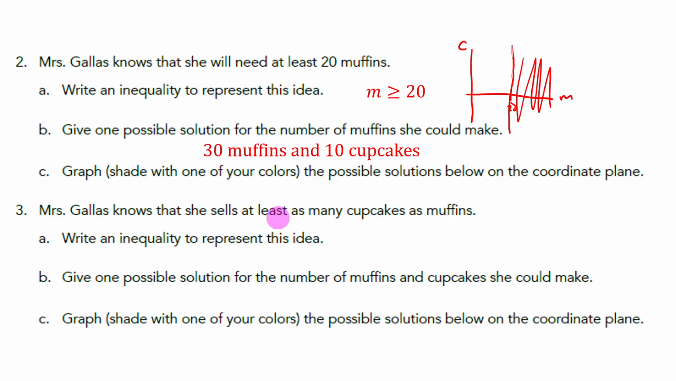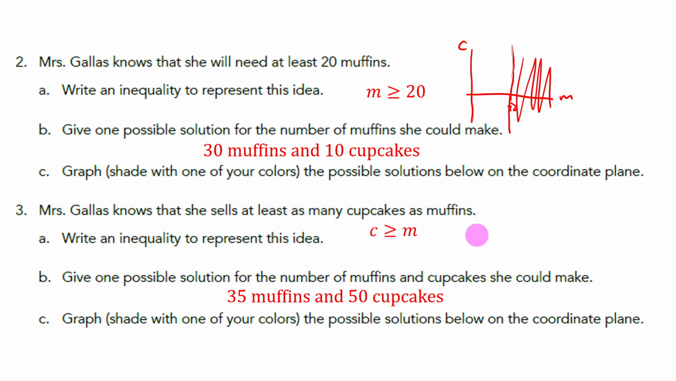Mrs. Gallus knows that she sells at least as many cupcakes as muffins. So write an inequality to represent this idea. So she's got to have at least as many cupcakes as muffins. So C has to be greater than or equal to M. Give one possible solution. Well, again, she needs more than 20 muffins for this and 50 cupcakes. Now that's going to be more than our 60 before, but it still satisfies this one.